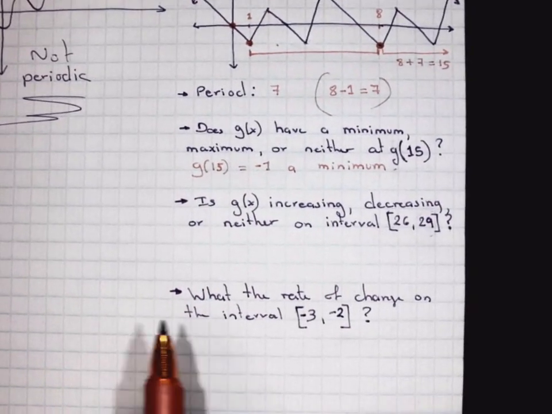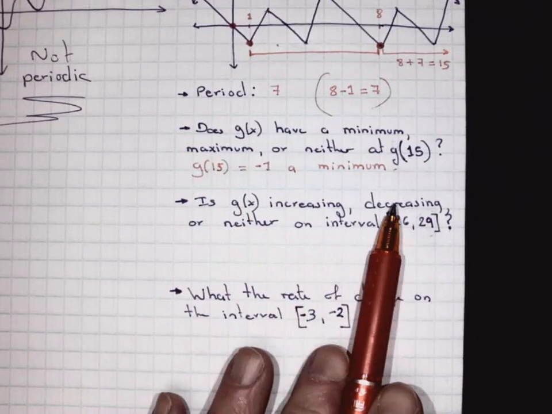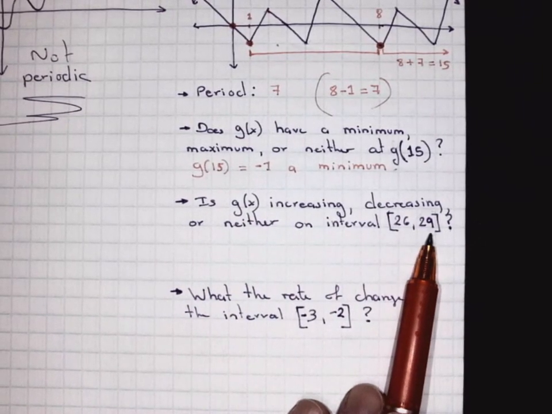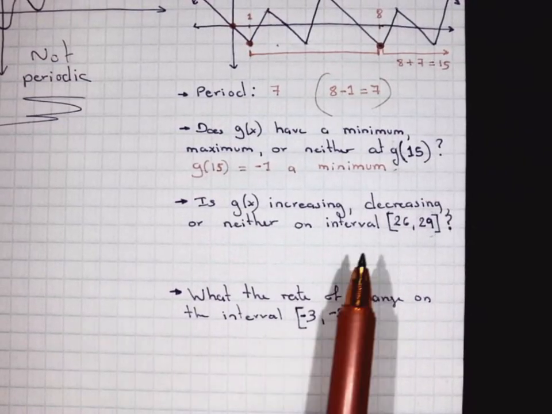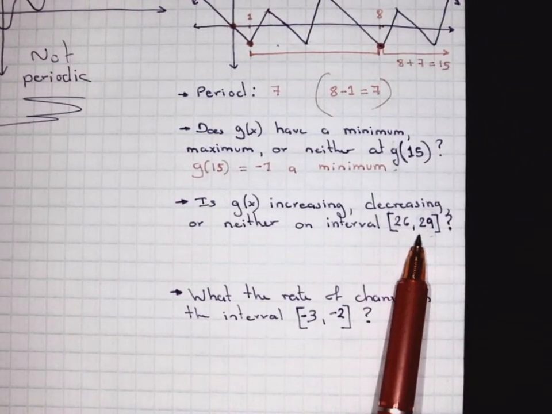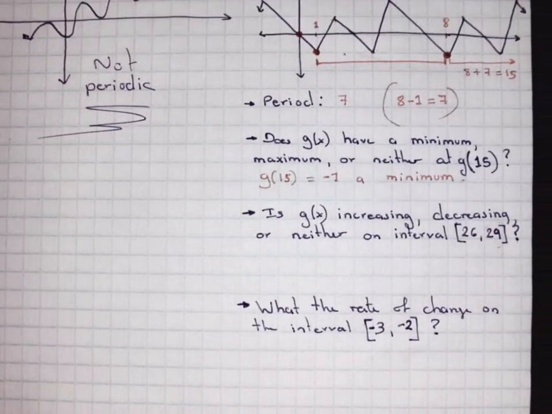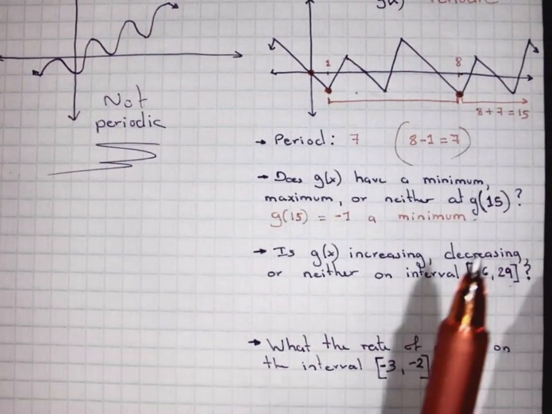All right, let's keep going. Is g of x increasing, decreasing, or neither on the interval 26 to 29? Well, we need to figure out where in the cycle we will be at 26 to 29. You can do that in your head, or you can just write things down if that helps.